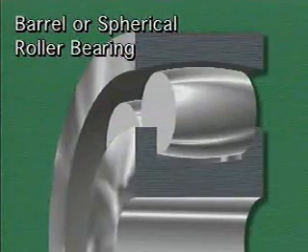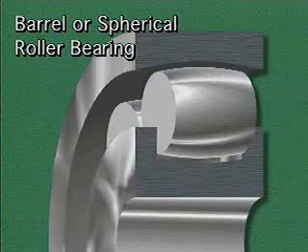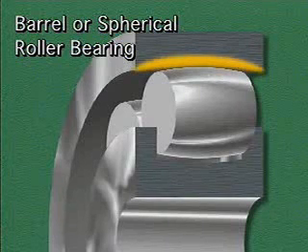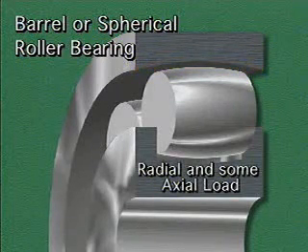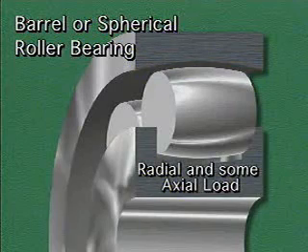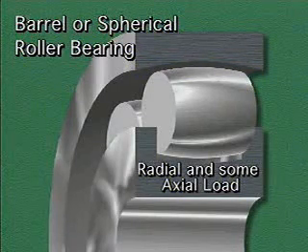Barrel or spherical roller bearings are self-aligning bearings. The outer ring is shaped like part of a sphere, which allows the bearing to align itself. Barrel roller bearings are designed to handle primarily radial loads, but they can also handle some axial loads.